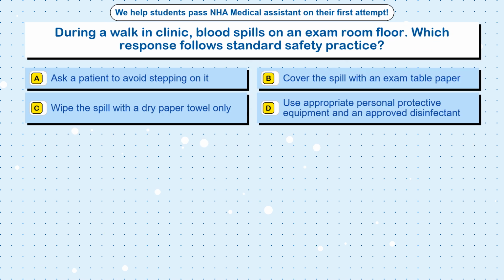Question 76. During a walk-in clinic, blood spills on an exam room floor. Which response follows standard safety practice? Option A, ask a patient to avoid stepping on it. Option B, cover the spill with an exam table paper. Option C, wipe the spill with a dry paper towel only. Option D, use appropriate personal protective equipment and an approved disinfectant.